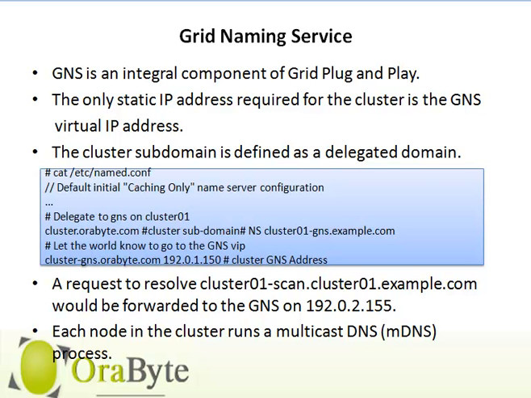Each node in the cluster runs a multicast process. MDNS is running on every node of the cluster. There is one GNS static web address, one GNS virtual IP address in the whole cluster, but each cluster node has its own MDNS process running. And MDNS, multicast DNS, will contact GNS, which will be interfaced to the external DNS.